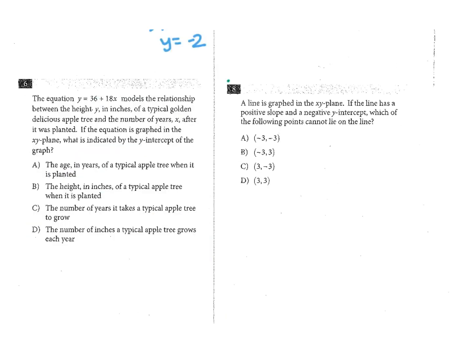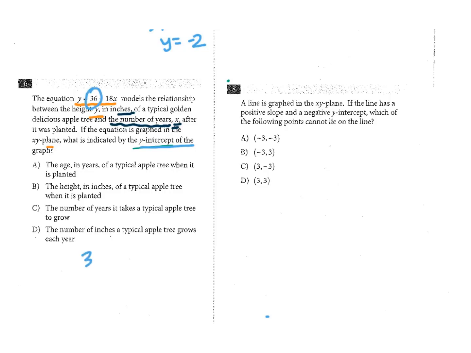For number 6, the equation y equals 36 plus 18x models the relationship between the height y in inches and the number of years x. The question is, if the equation is graphed in the xy plane, what's indicated by the y-intercept of the graph? The y-intercept will be this 36.